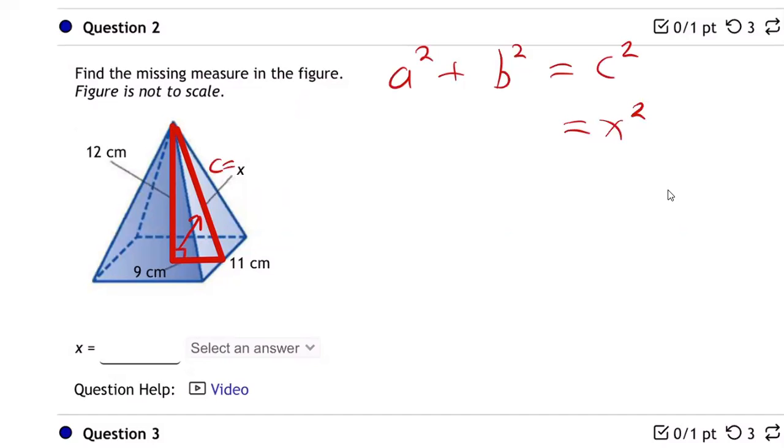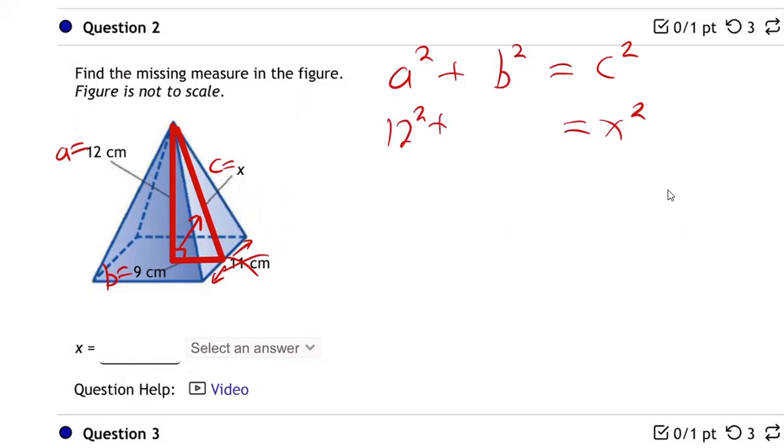Problem number one, it was not the X. On this problem, it is the X. It just sort of depends. The other two are A and B. This is A, and the B is the 9 down here. What about the 11? We don't need the 11. It's another side, which has nothing to do with our right triangle, which is sitting in the middle of the pyramid. We just need the 9 and the 12.